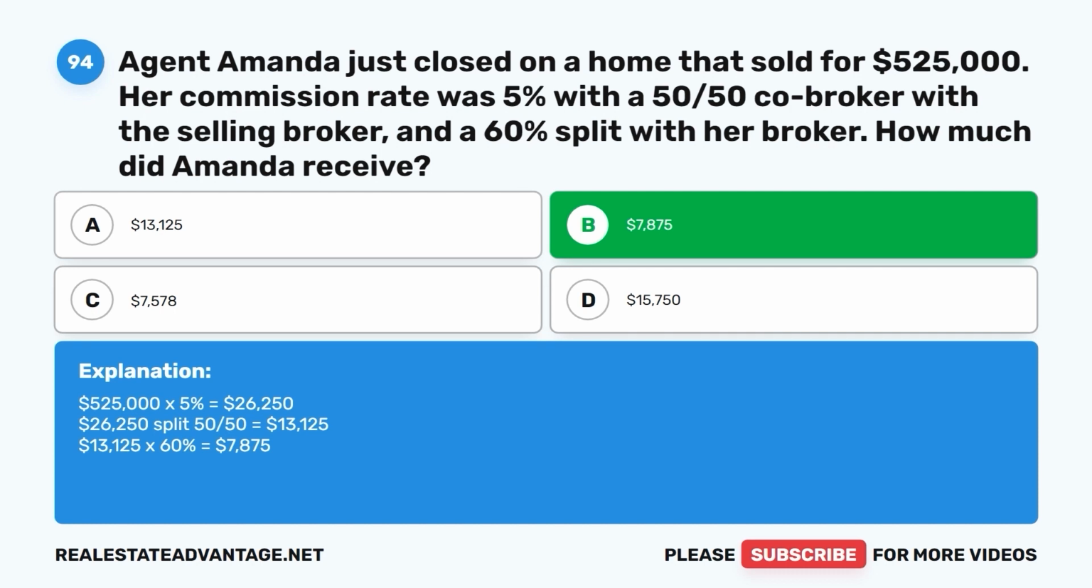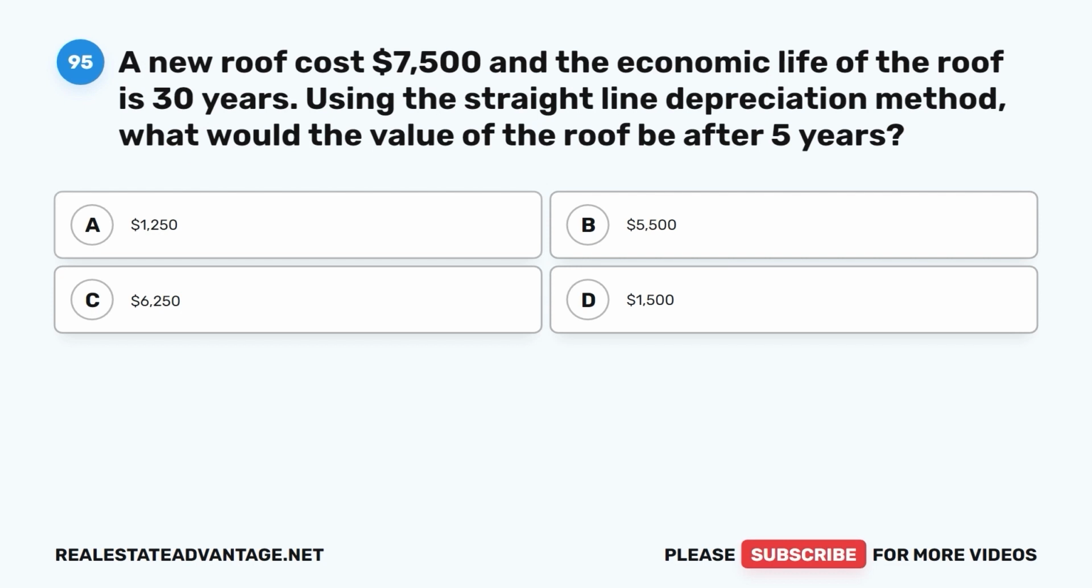$525,000 times 5% equals $26,250. $26,250 split 50-50 equals $13,125. $13,125 times 60% equals $7,875.